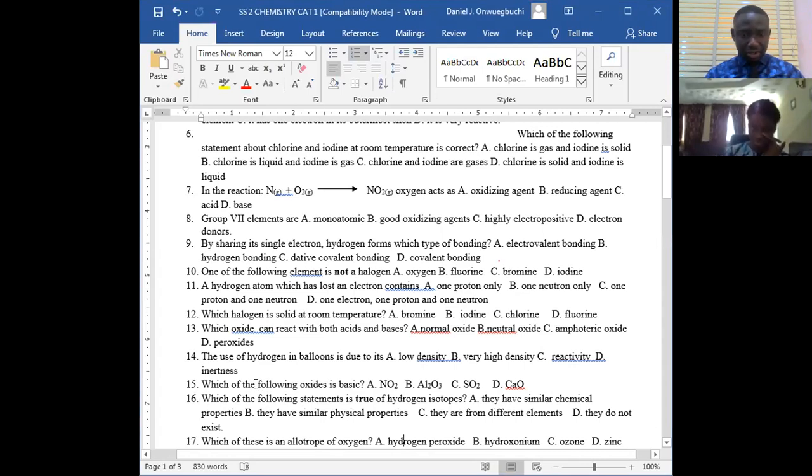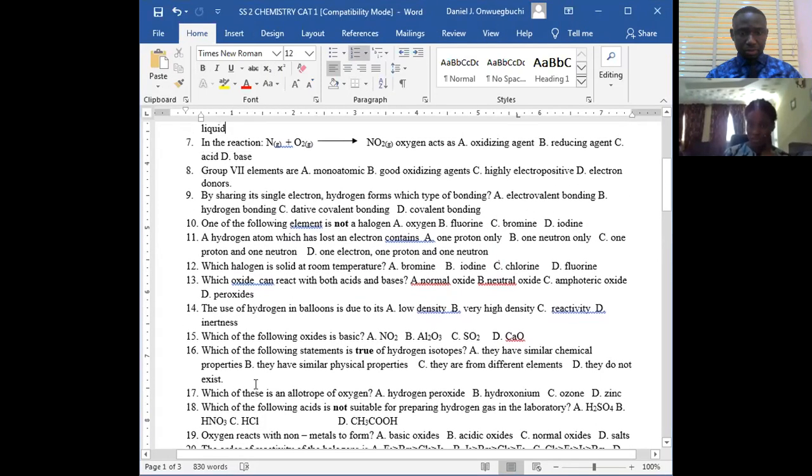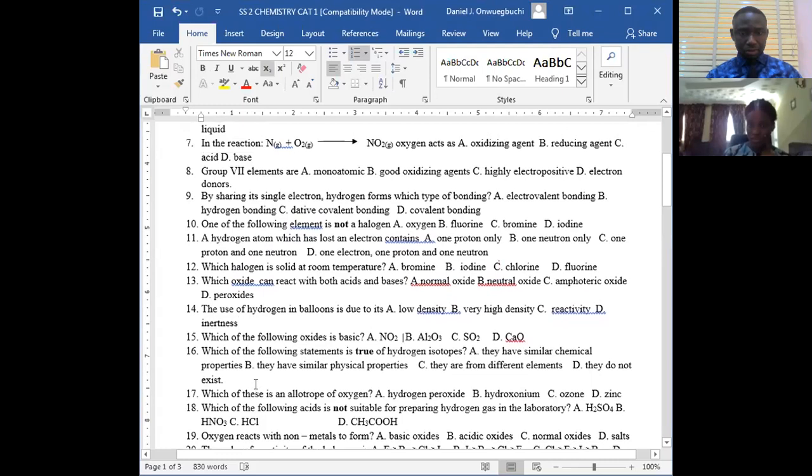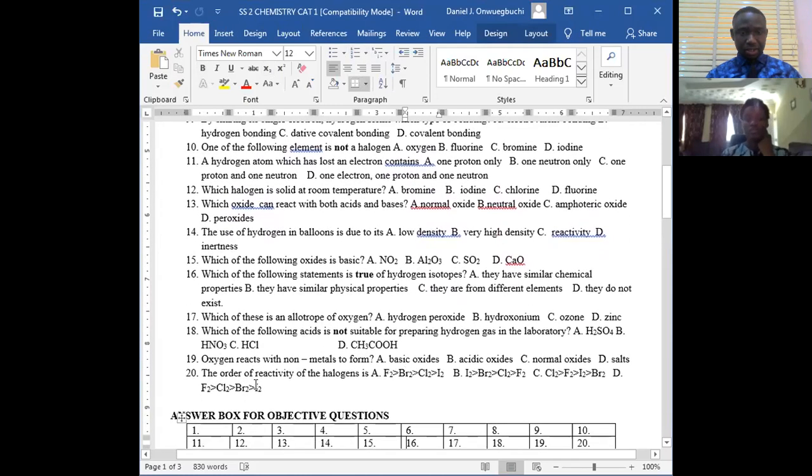Which of the following statements is true of hydrogen isotopes? They have similar chemical properties. Okay. Number 17. Which of these is an allotrope of oxygen? Oxygen has an allotrope called ozone, O3. Write that. Ozone, O3, is an allotrope of oxygen. All right.